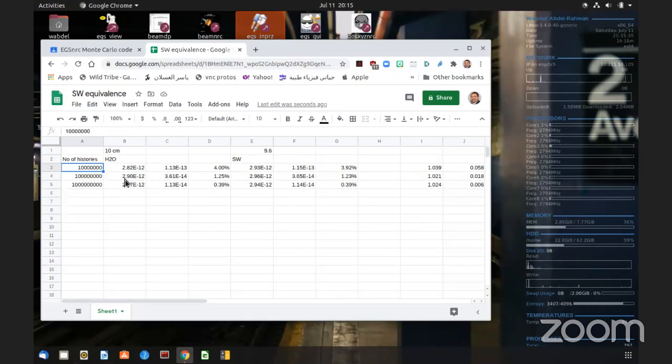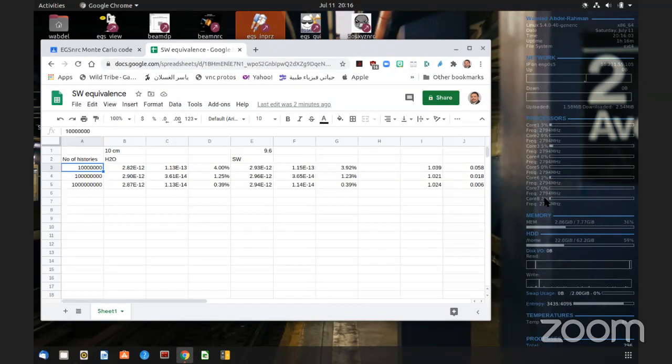So the dose is roughly the same, not much difference, 2.90, but the uncertainty actually got lower. This is about 1.25%. And this is 1 billion. This is the dose. You see the dose is not changing much, but what we're doing is reducing the uncertainties. And now I could get an uncertainty of 0.4%.